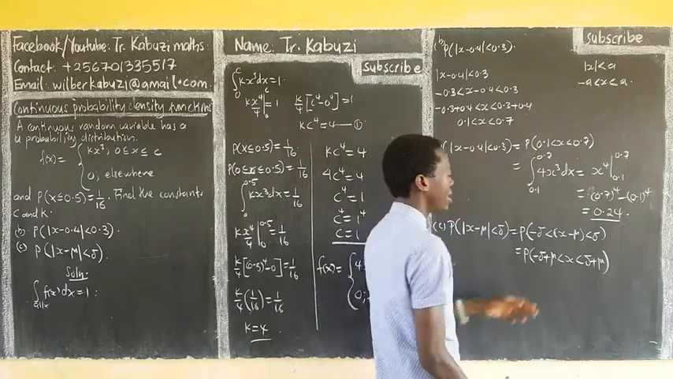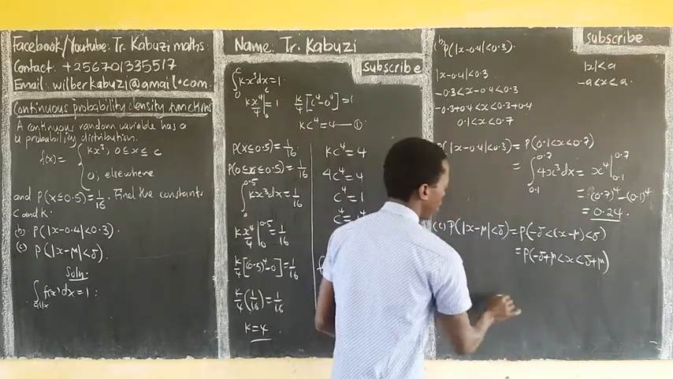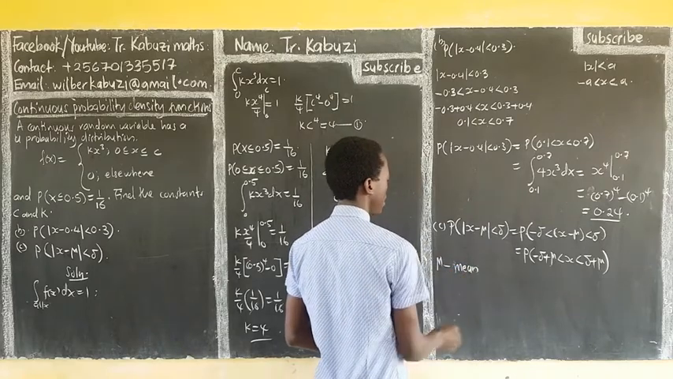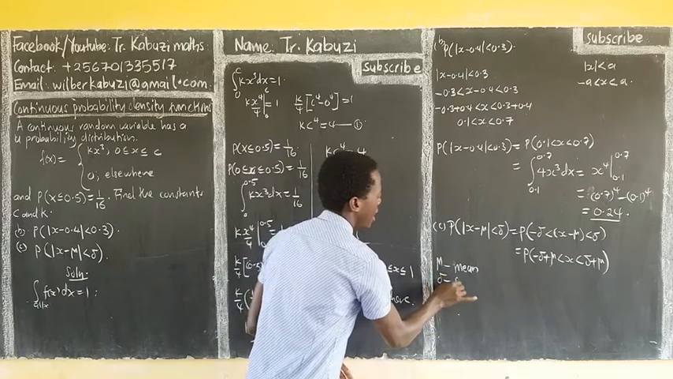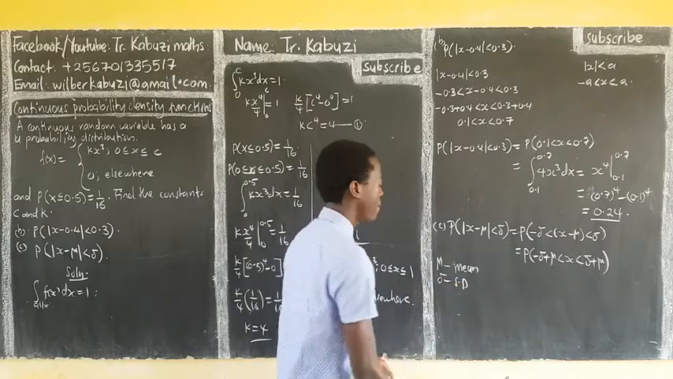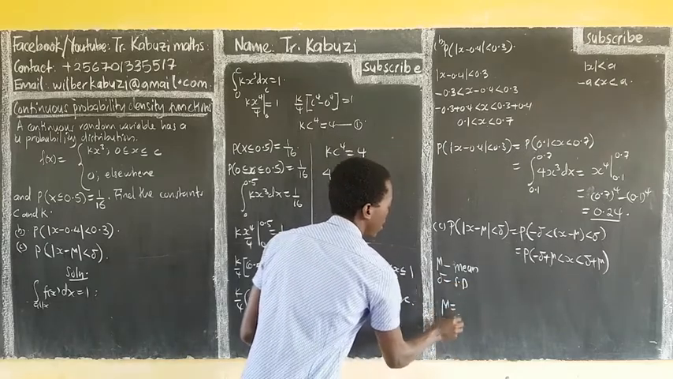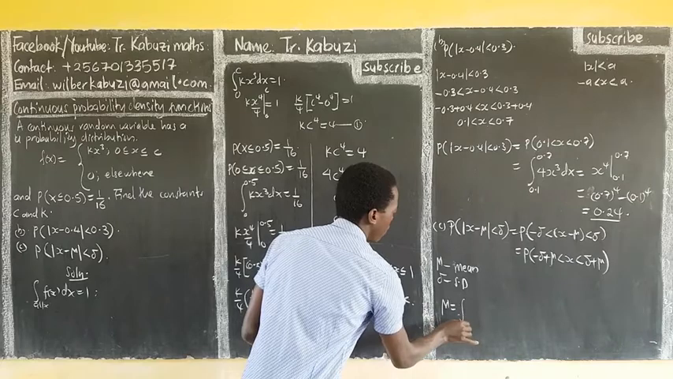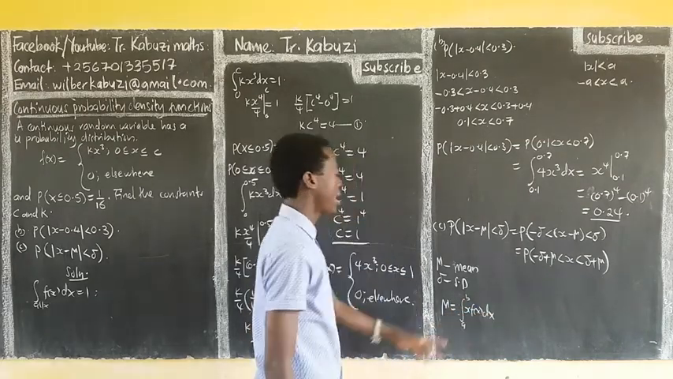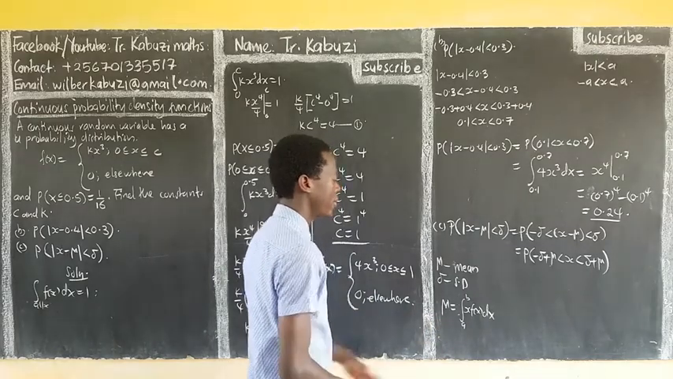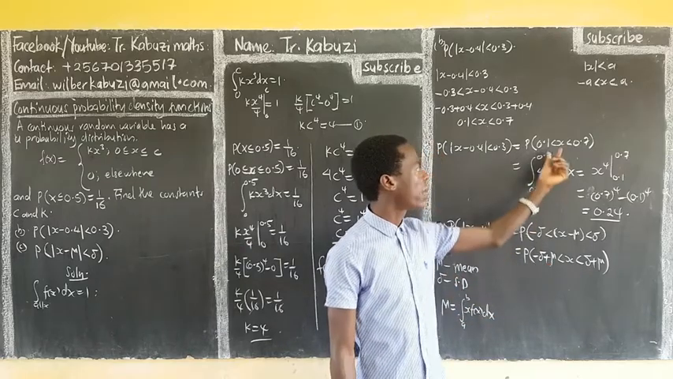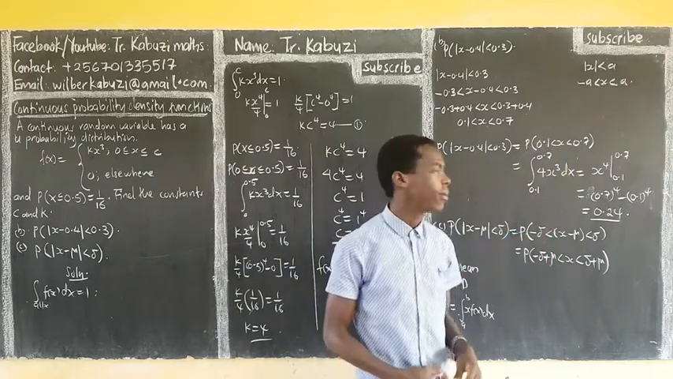Here mu is the mean and sigma is the standard deviation. So what we're going to do is first get the mean, which is given by the integral from a to b of x f of x dx. Then we get the standard deviation, which is the square root of the variance. Then you put them here and get the value. You will have something like this, then you can break it down like we did there.